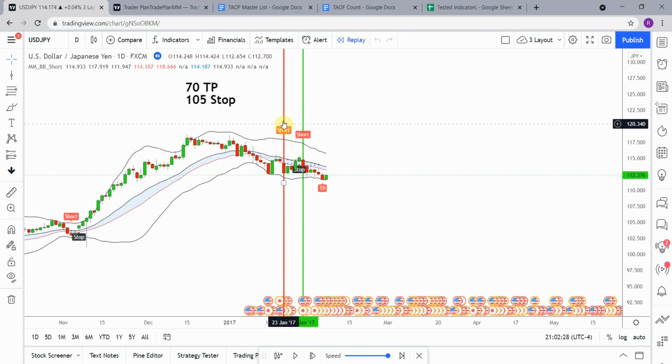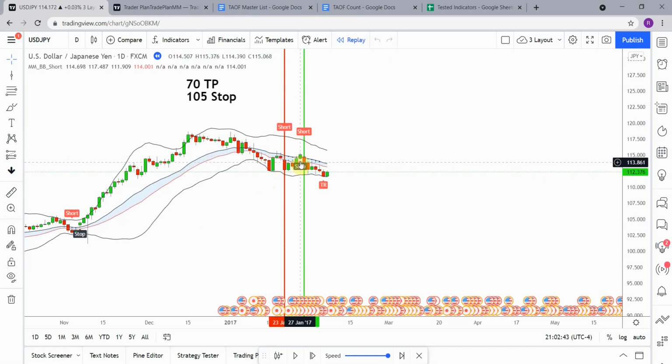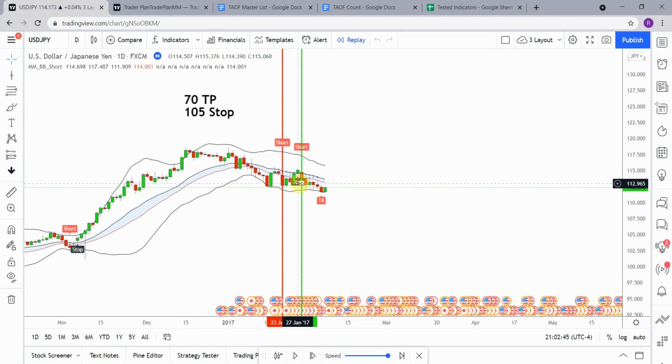All right, so the first signal we got was a short. Well, I guess they're all going to be shorts, but this short right here, this first signal that we got, it painted the signal, and almost immediately we got a push back to the upside pretty heavily, and that did stop us out.